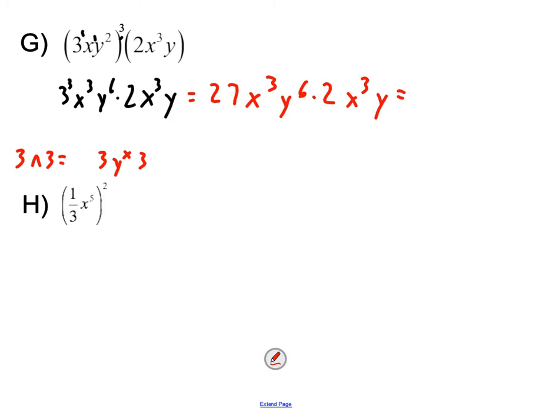So let's combine our like terms there. 27 times 2 is 54. X to the third times x to the third, you have to add your powers. So 3 plus 3, there's 6. And then we've got y to the 6 times y to the first. You have to add your powers there, and that gives us y to the seventh. So there we have it.